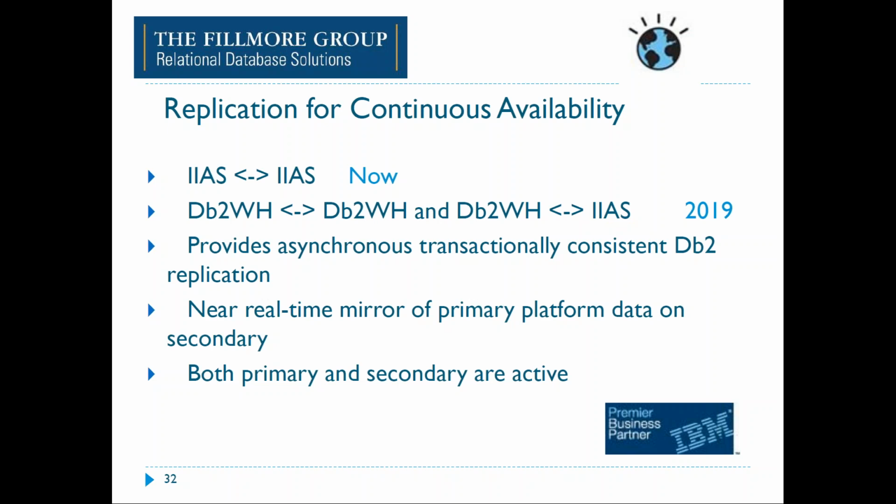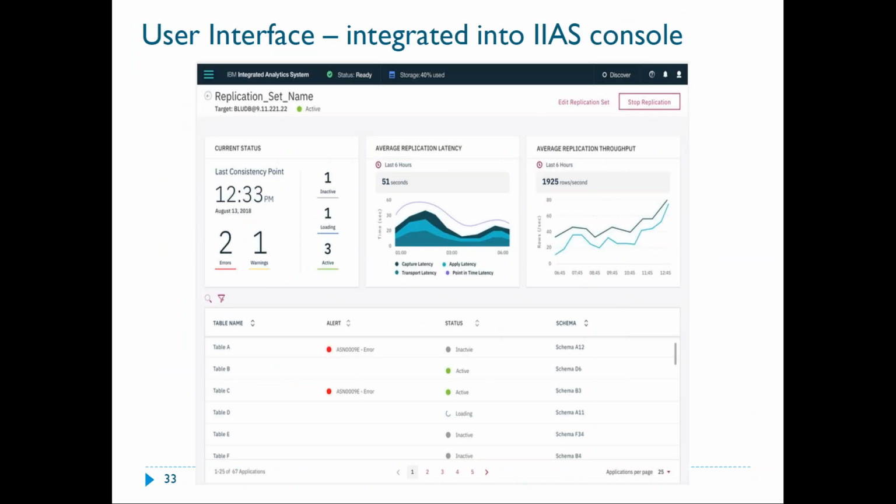So you're going to have a near real-time mirror of your primary platform data on the secondary, so you can switch from one to the other for high availability or disaster recovery. And it is an active-active solution. Both the primary and the secondary are active at the same time, so if you wanted to, you could use it for load balancing. So here's an example of the user interface integrated into the IIAS console, so you can see the replication latency and the replication throughput. So the idea is that you don't need to become a QRep expert.